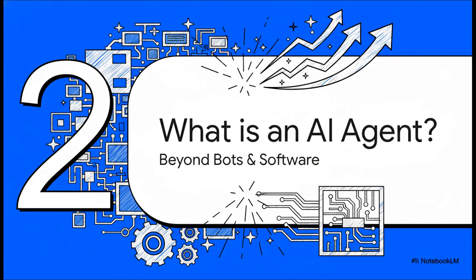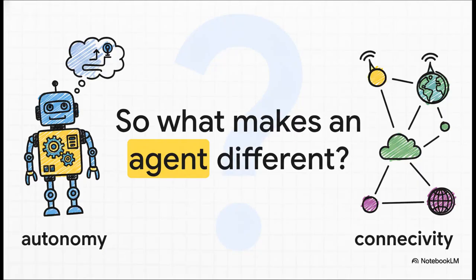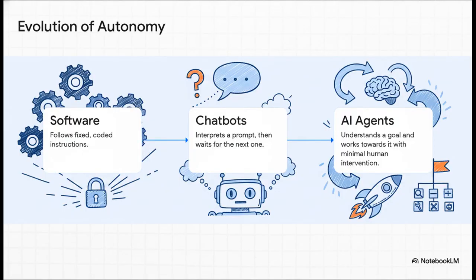So to really get a handle on this, we first have to understand what makes an agent, well, an agent. How are they any different from the software and the chatbots that we're all using every single day? Turns out, it's a pretty big leap forward. So what is the secret sauce? It really boils down to two key advancements that totally change how they work: autonomy and connectivity. Let's break those down.